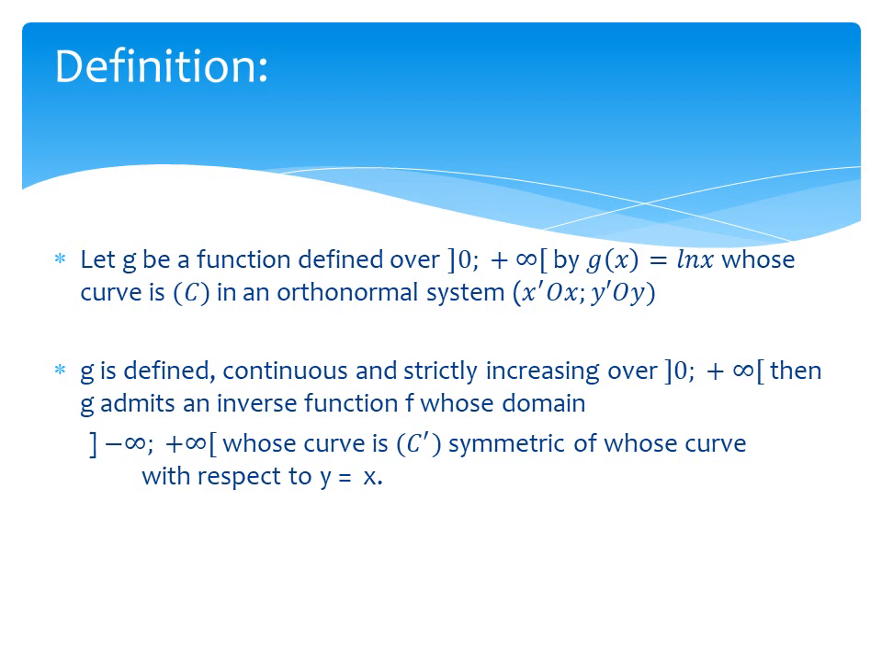Definition. Consider the natural logarithmic function g defined by ln x over 0 plus infinity, whose curve is C in an orthonormal system x prime o x, y prime o y. G is defined, continuous and strictly increasing over 0 plus infinity. Then G admits an inverse function f whose domain of definition is the range of G, which is from minus infinity to plus infinity, whose representative curve is C prime. C prime is the symmetric of C with respect to y equals x.